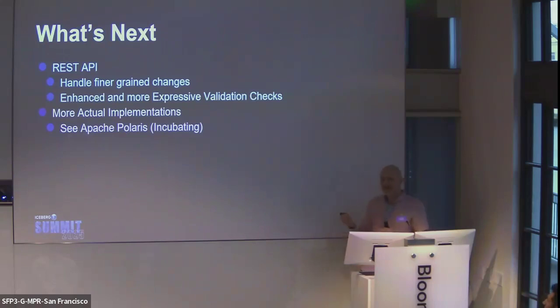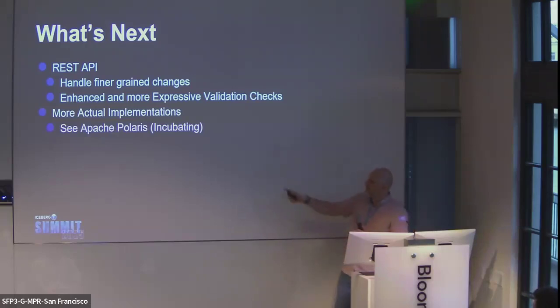The REST API could handle much finer-grained validation requirements and finer-grained validation checks. So we can have our clients be more expressive in telling the server what exactly they're trying to do. And that would allow for more complicated logic on the server side for deconflicting these and producing next states of the table. Of course, we're also excited that there's a lot of new implementations of the REST spec coming out.